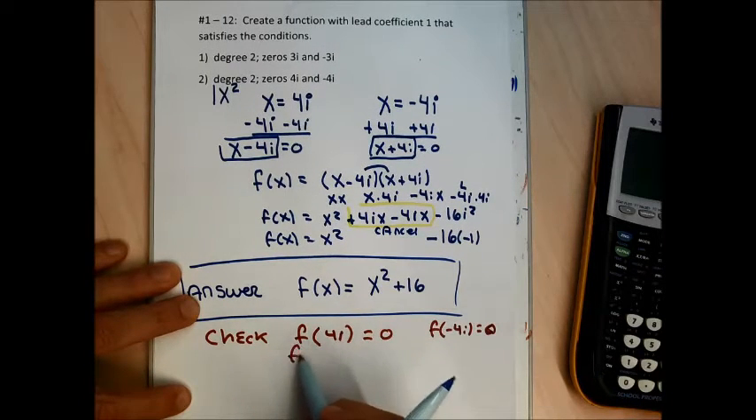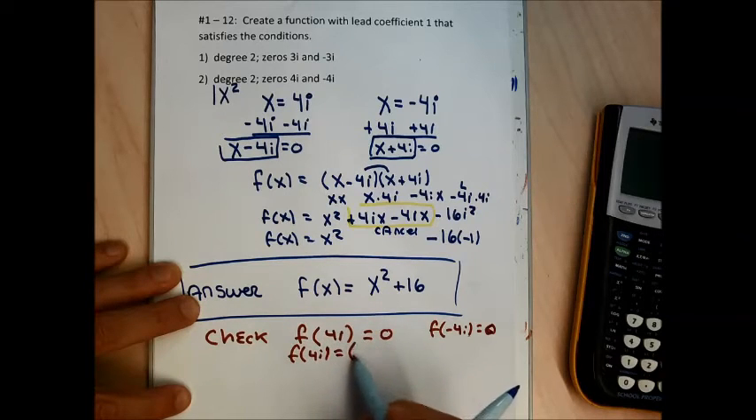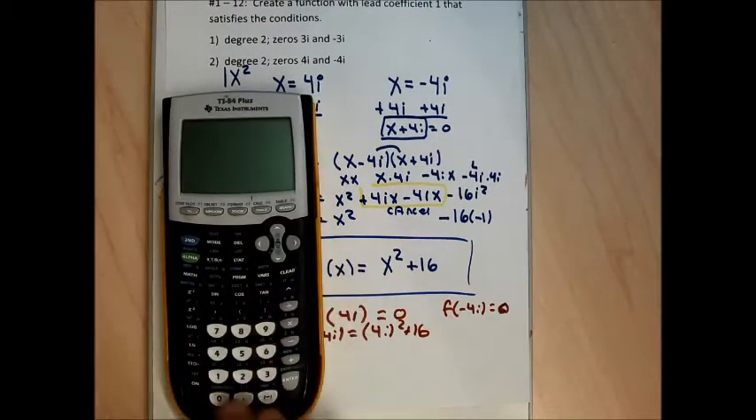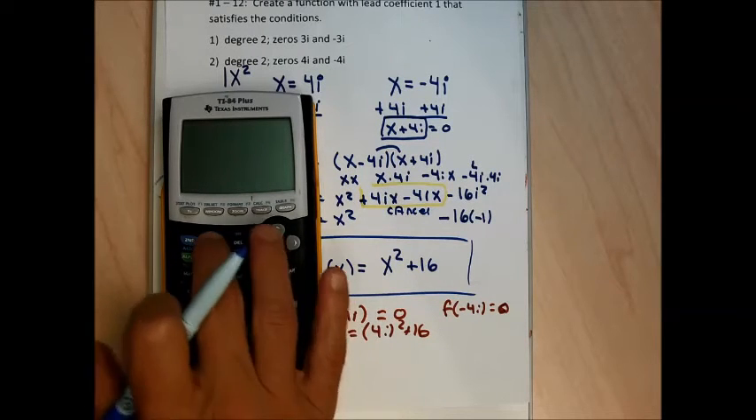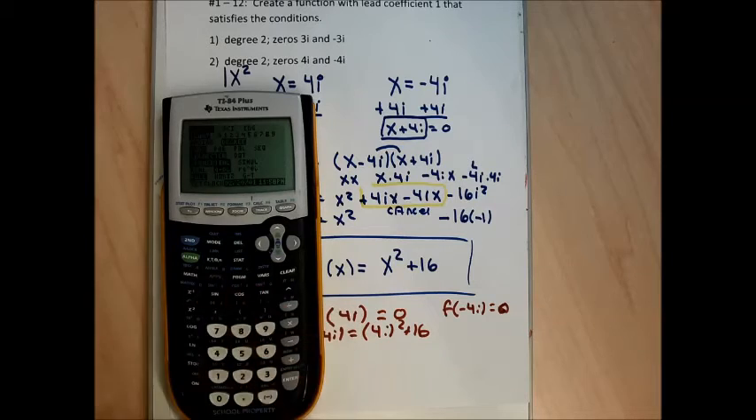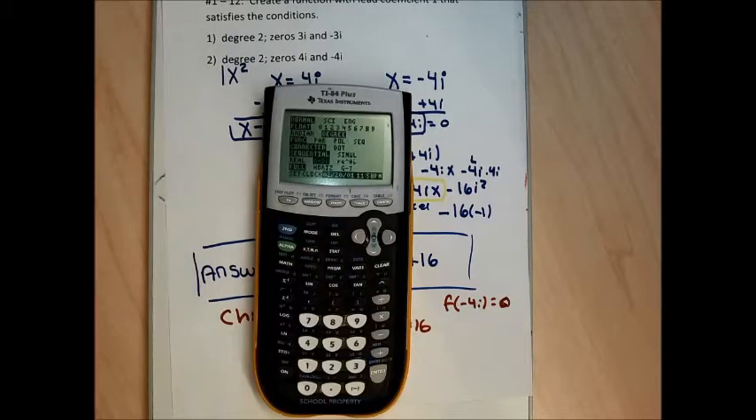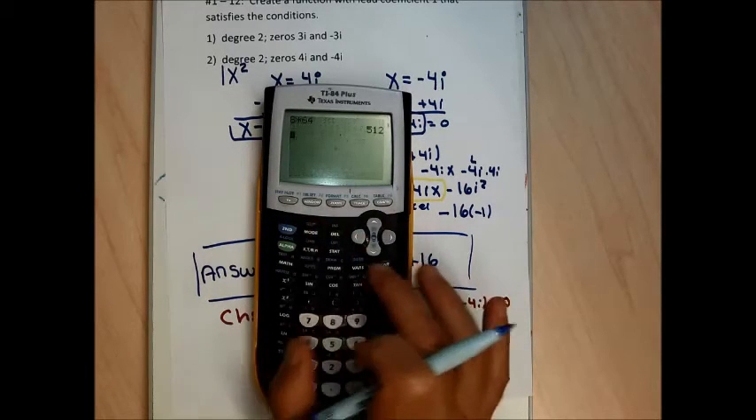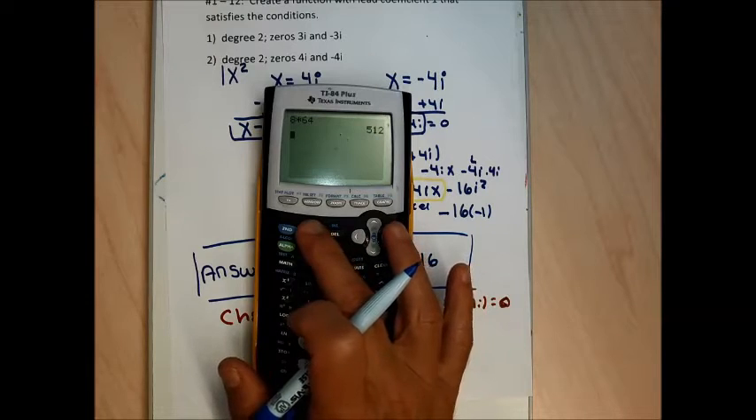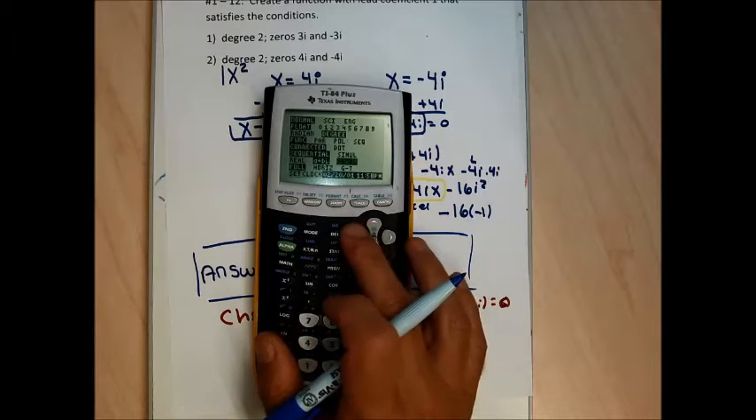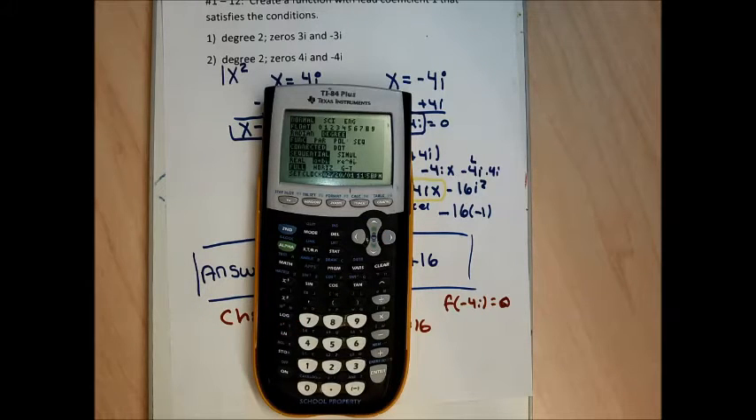f of 4i is going to be (4i) squared plus 16. I can do this on my calculator if I put my calculator in the right mode. So let me do that real quickly. I'm going to hit the mode button on my calculator, and I'm going to make sure that it's in a plus bi mode. So I hit the mode button, which is right next to the second key. I went down all the way to the real a plus bi, re^θi, and changed it to a plus bi. Now my calculator is going to handle i's just fine.